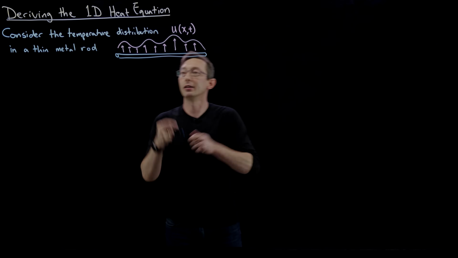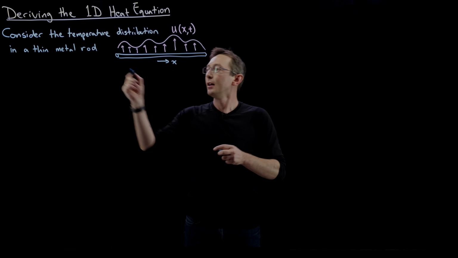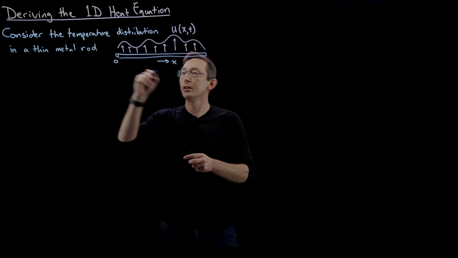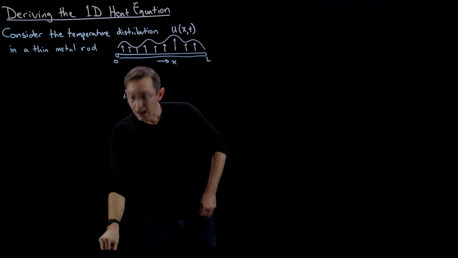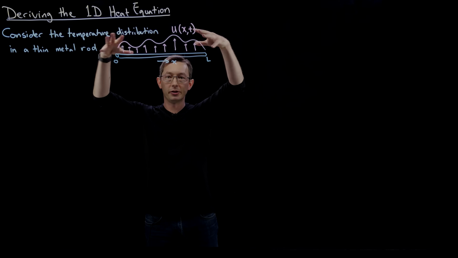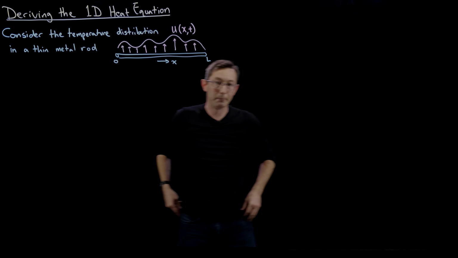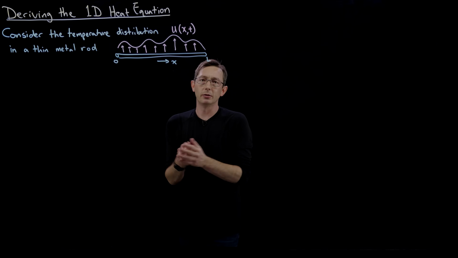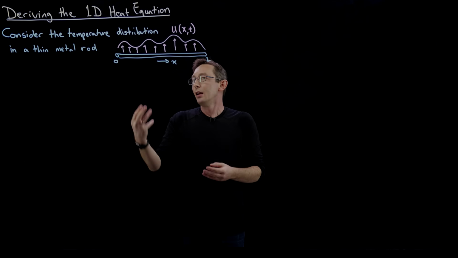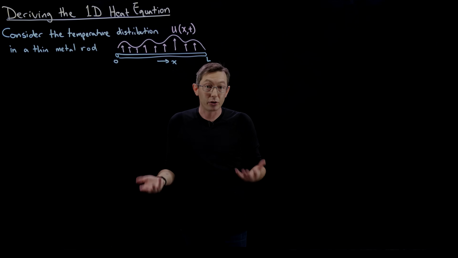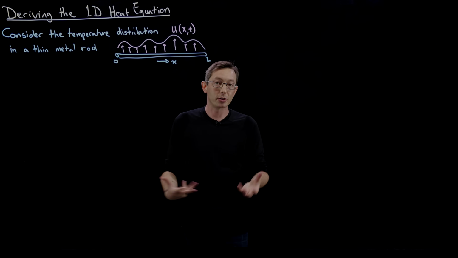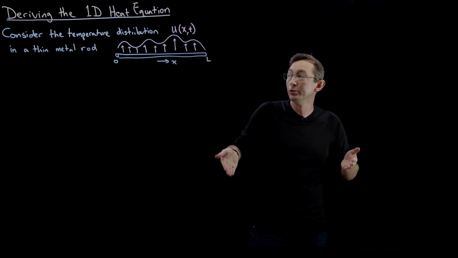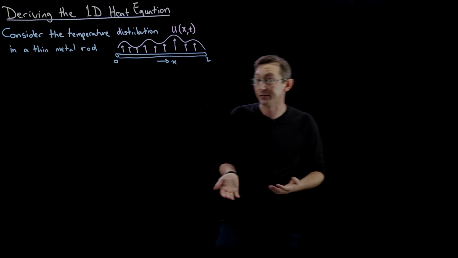OK, so let's just draw x. And the boundary conditions are going to be at x equals 0 and x equals L. And U of x and t is this temperature distribution that's changing in space and in time. And so what we're going to do is use common sense that there's a conservation of thermal energy in this thin metal rod, and we're going to derive a partial differential equation that has to be true for that conservation to be satisfied.